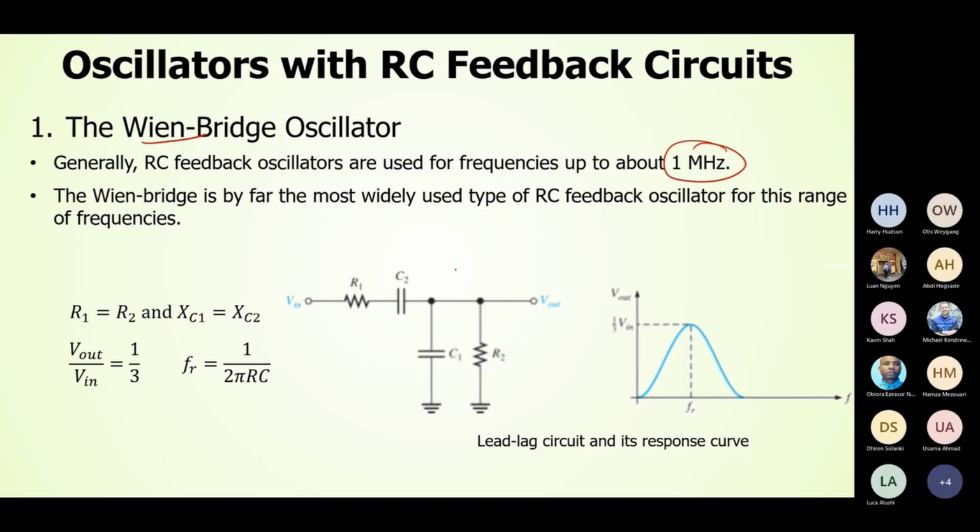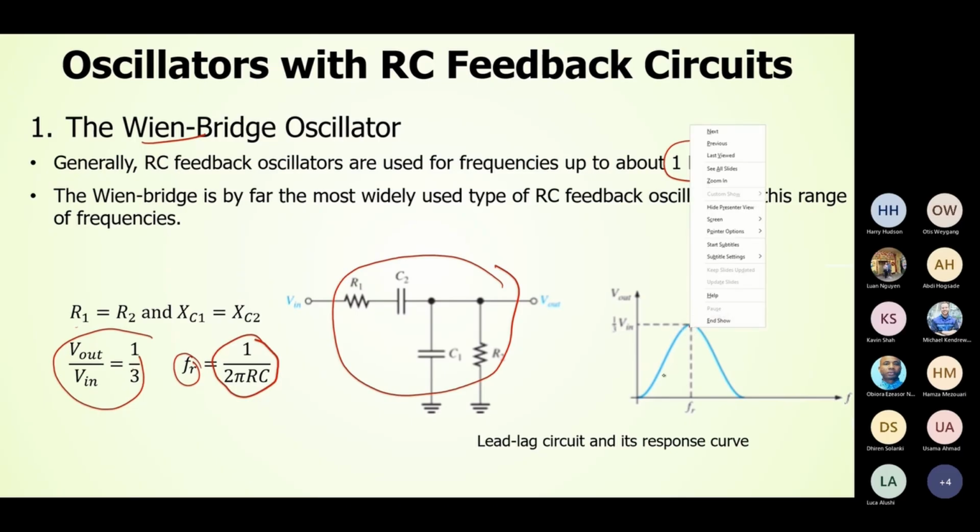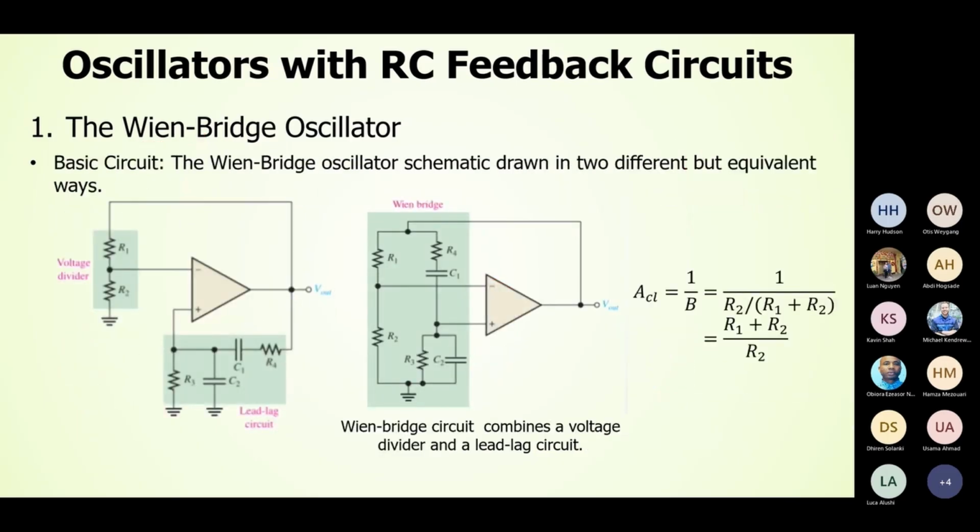And as you can see here, this is actually the feedback configuration. So if you select R1 equal to R2 and XC1 equal to XC2, then you see that your output by input is 1/3. And here your resonance frequency is obtained by this formula. Okay. So this is actually the frequency diagram. So this is the resonance frequency. That's where you see you have the maximum amplitude. Okay. So this is one example of a Wien bridge oscillator.